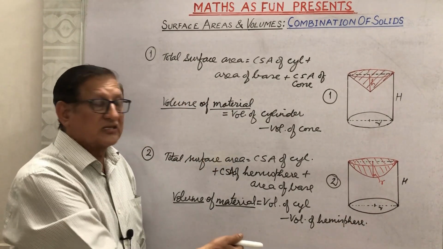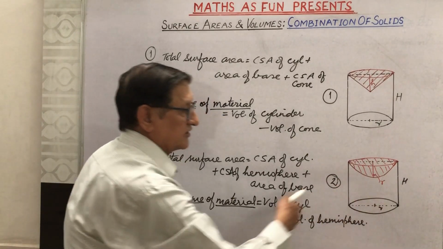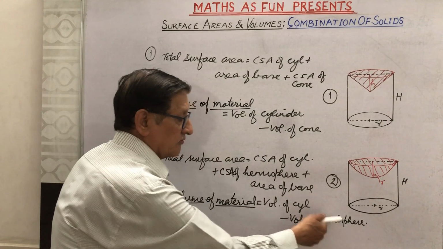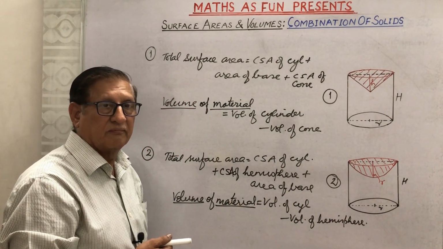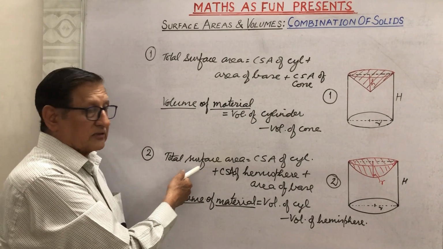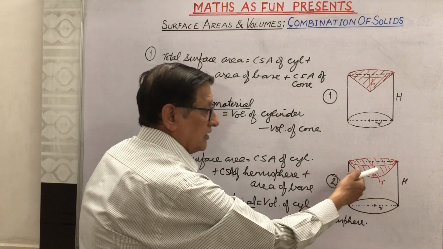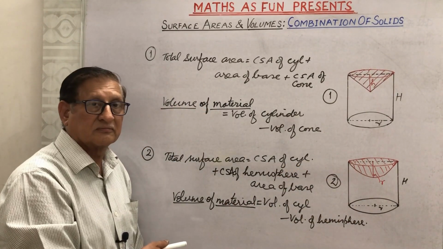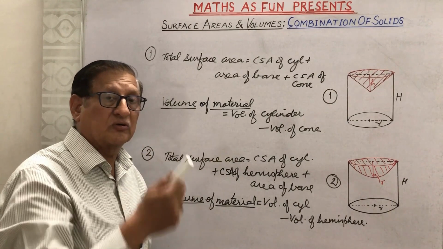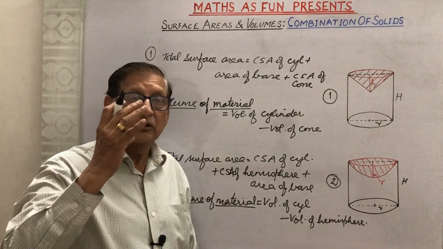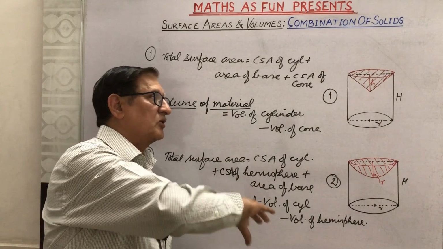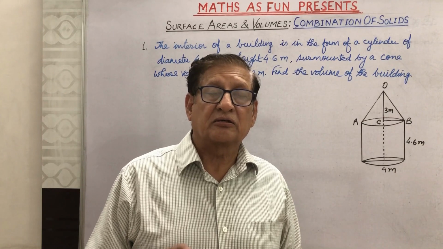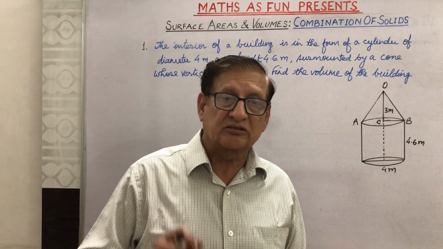In case this hemispherical part has been cut out from both the sides, then this will be minus volume of two hemispheres. And here in the case of total surface area, that will be curved surface area of cylinder plus curved surface area of two hemispheres on both the sides. This is the only thing we have to understand when we are combining two of the solids or scooping out some of the solid part from one of the solid. To understand the concept more clearly, let's discuss some of the examples.